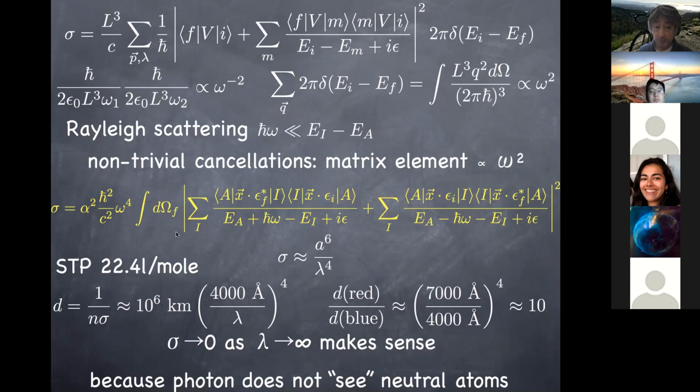You still sum over all possible final states, but the sum over the final states is the ground state of the atom and the photon going into an arbitrary direction. So the sum turns out to be only the integral over the solid angle for the final state photon in the end. Okay? Yeah. Thanks. Any further questions on this?